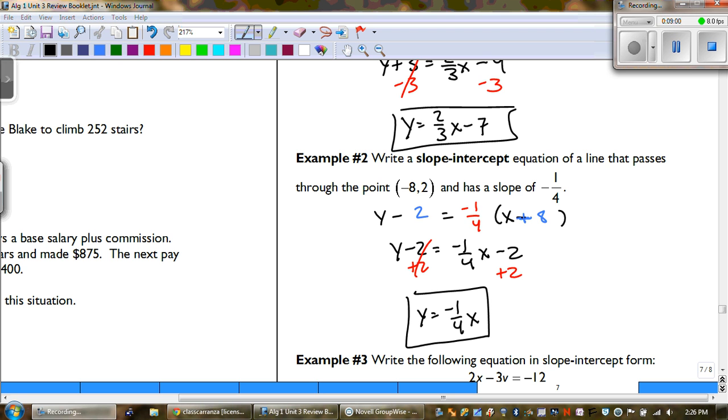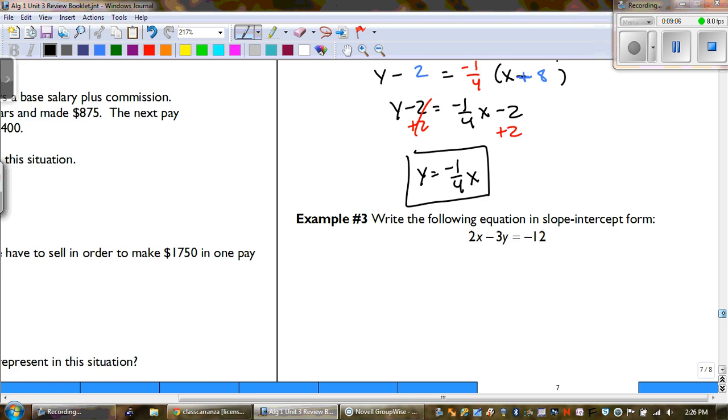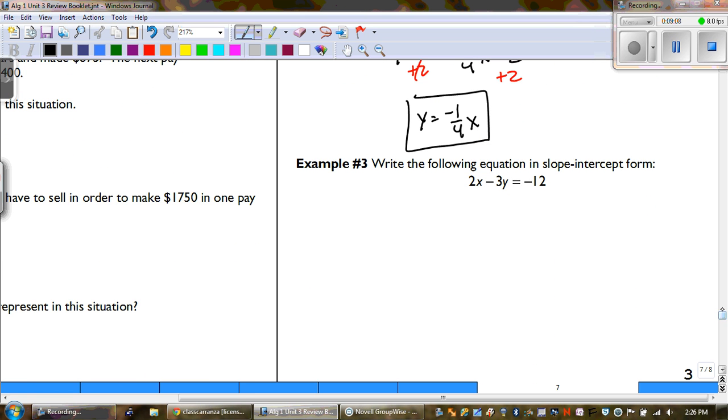Okay, and when you solve that one, you should get y equals -1/4 x. Okay, example number 3 says write the following equation in slope-intercept form. So everything's kind of jacked around, and we got to get it in the right spot. So all we're doing for this problem is we solve for y.